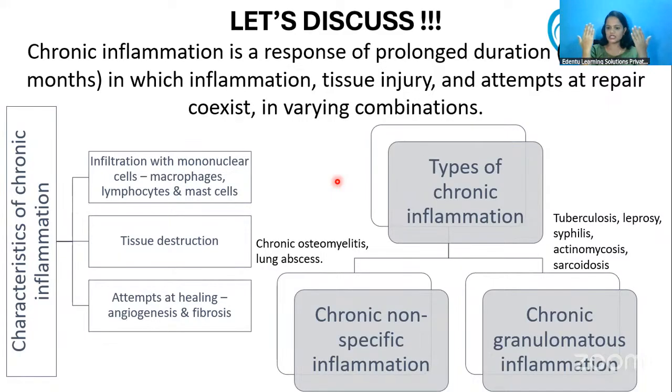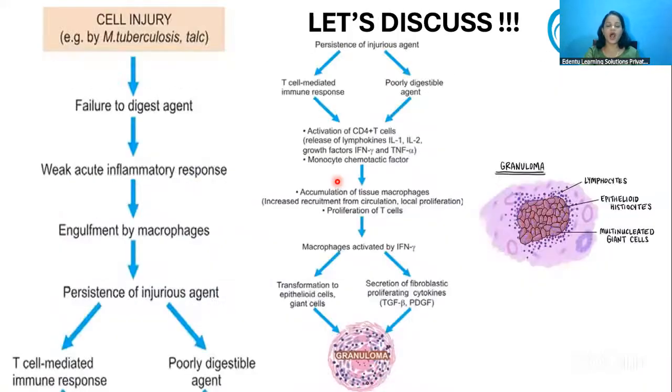So if you take a biopsy from that particular site, stain it and look at it under the microscope, you will be able to see lots of granulomas. Okay, so that is a feature of chronic granulomatous inflammation. Now, such kind of inflammation is usually seen in tuberculosis, leprosy, syphilis, actinomycosis, and sarcoidosis. So how this granuloma gets formed, let's have a look at it.